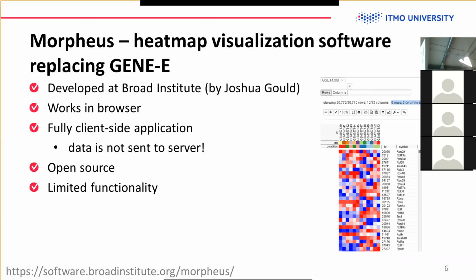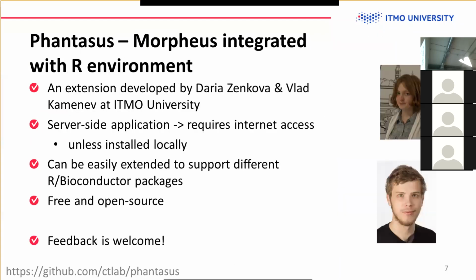However, because this software is open source and based on JavaScript, at some point we came up with the idea that you can connect this JavaScript web application with R. As you probably know, R is one of the most used languages for bioinformatics, especially for gene expression data analysis. And for R, there are a couple of frameworks to make it available through web applications. Basically, what we did was implement a bridge between R and Morpheus.